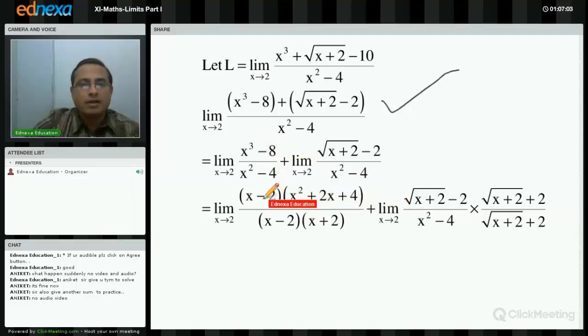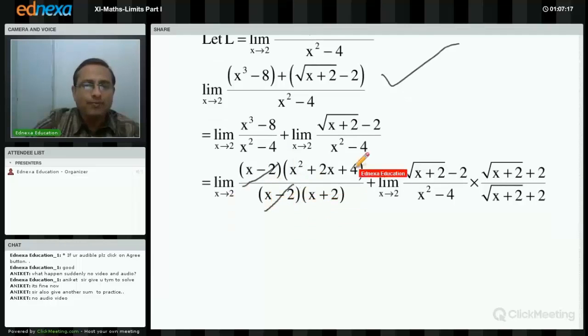So, these are the factors of x cube minus 8. And what are the factors of x square minus 4? They are x minus 2 and x plus 2. Can I cancel x minus 2 here? The answer is yes, because x only tends to 2. x is not equal to 2. Now what about the second limit?